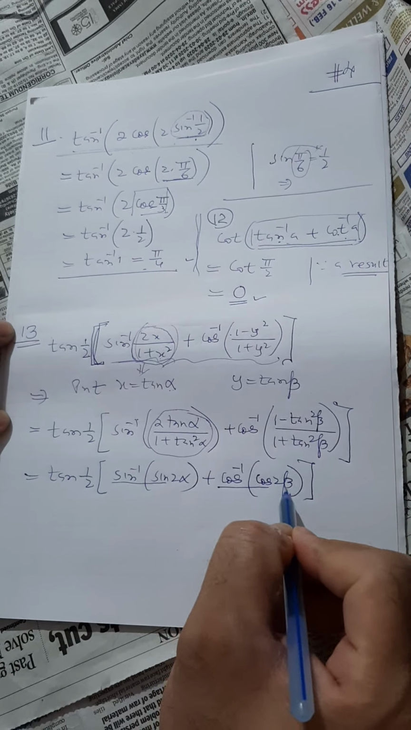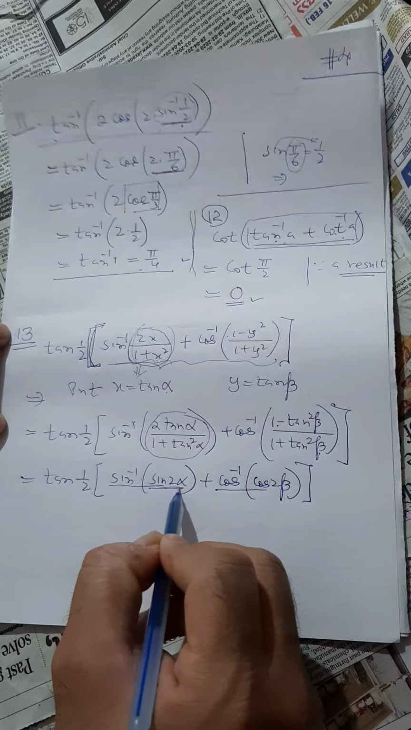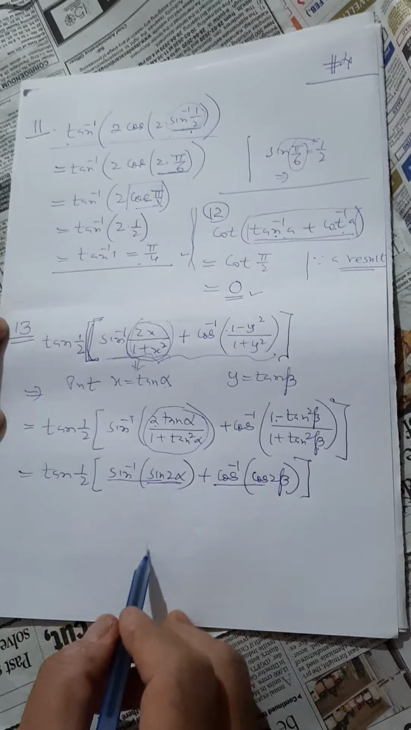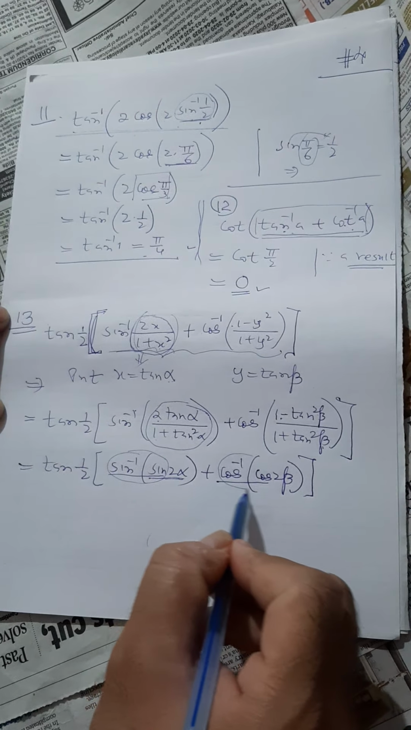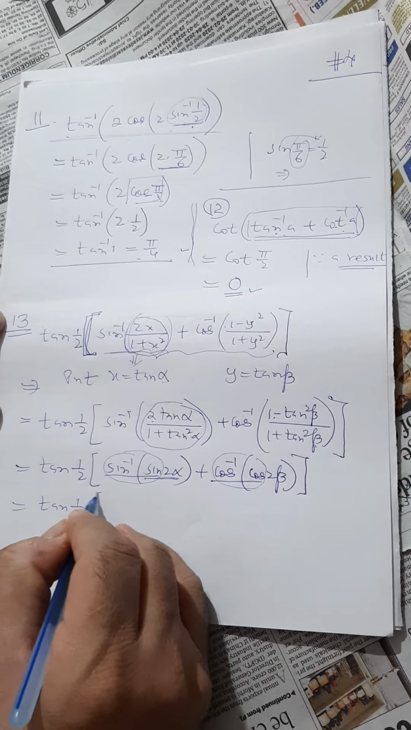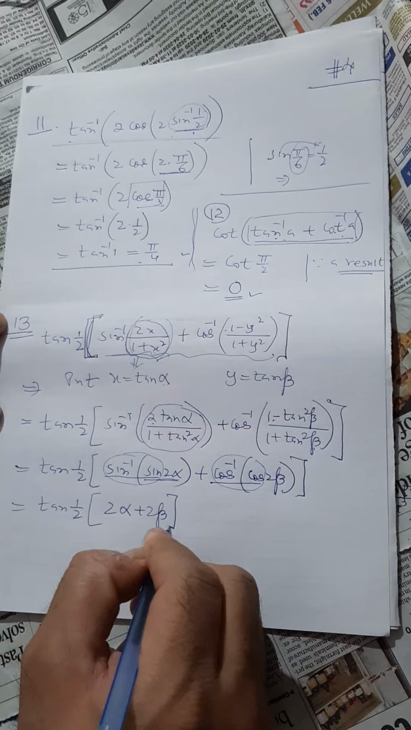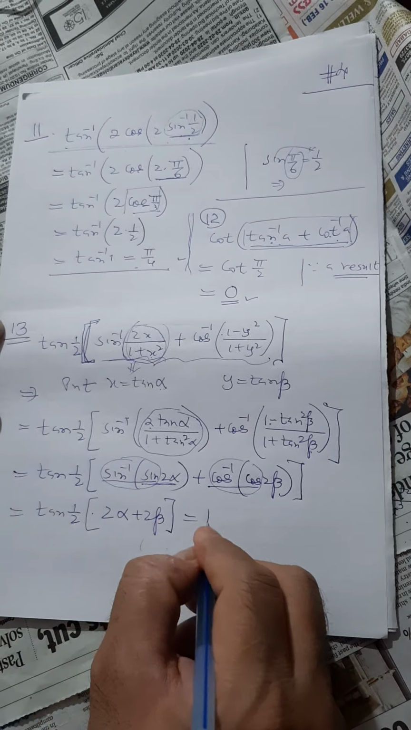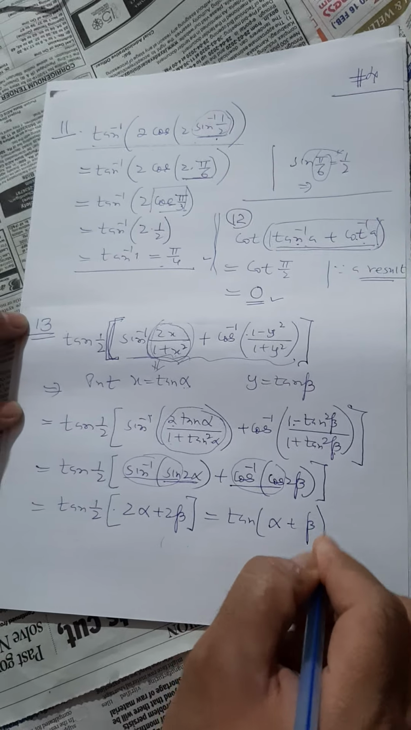You know cos 2 beta is (1 minus t square) upon (1 plus t square). Sine 2 alpha is 2 tan alpha upon (1 plus tan square alpha). This will get cancelled internally. This will get cancelled internally. So we are left with 1 by 2, (2 alpha plus 2 beta). Take 2 out, it will get cancelled with this. So this is just tan (alpha plus beta).